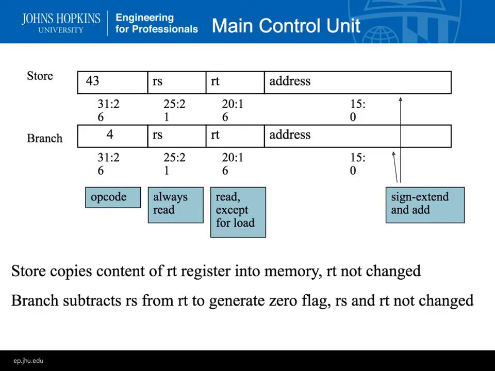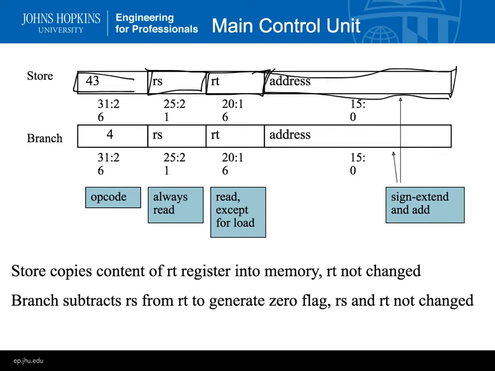And then here's 2 more. So on a store, this is the opcode again. We're going to read this register like we always do. And then we're also going to read this one. And then this is going to be the address that we're going to sign extend.